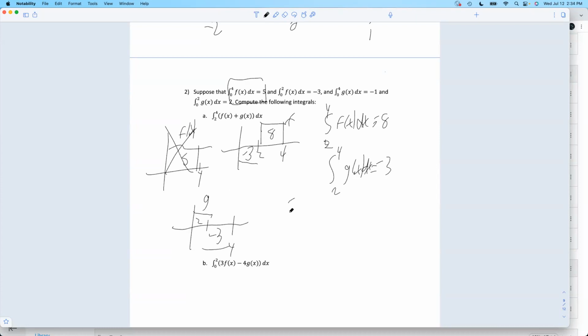Now, what about this? The definite integral from 2 to 4 of f of x plus g of x. One of my properties of integrals says that the integral is a linear operator. I'm allowed to distribute. This would be the definite integral from 2 to 4 of f of x dx plus the definite integral from 2 to 4 of g of x dx. I know both of those numbers now. That guy had to be 8. This guy had to be -3. The answer will be 5.